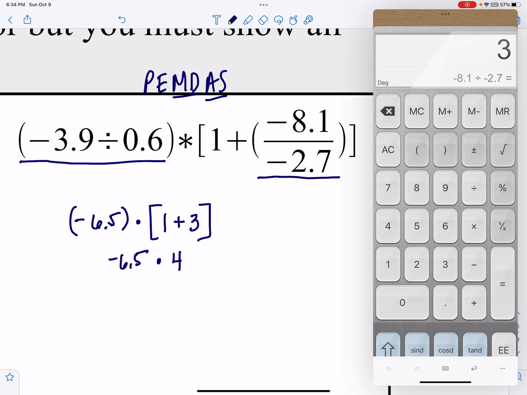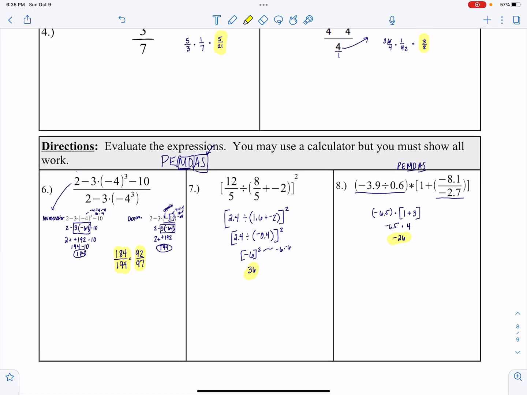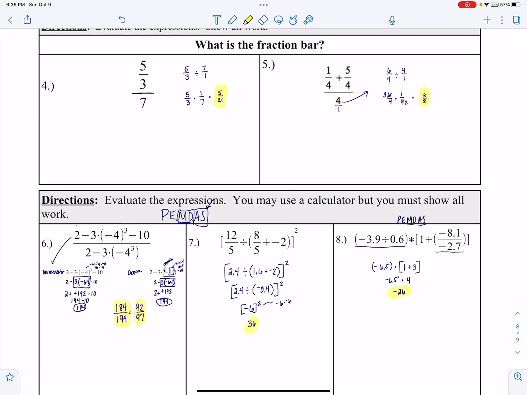I don't need the organization of those parentheses anymore. Now I have a multiplication of decimals and whole numbers. So it's a hate to love. So I know I'm going to hate at the end. So I have a 6.5 negative times 4 equals negative 26. And there we go with our final answer. All right, so that is dealing with order of operations with rational numbers.